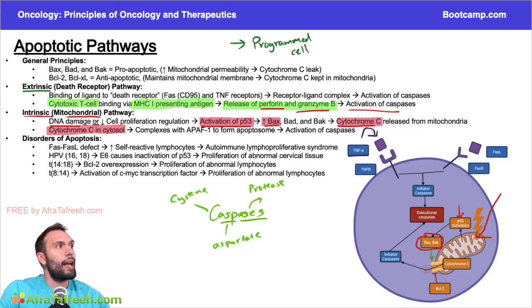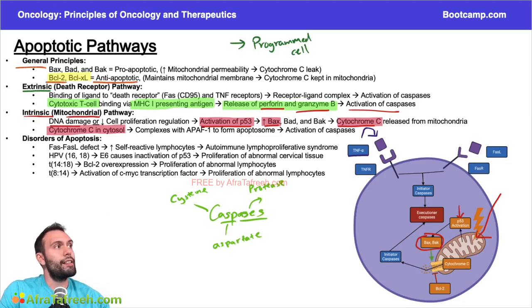Now, on the other side of this, though, there are factors that keep this in check. Some of those are going to be BCL2 and BCL-XL. The high yield one you really, really want to remember is BCL2. This is a very high yield factor. Now, this is an anti-apoptotic factor.